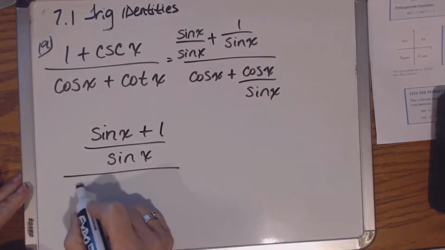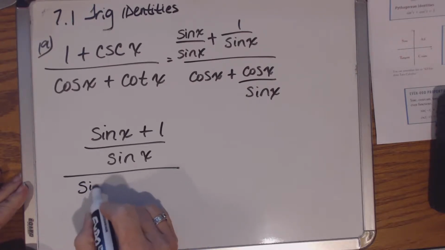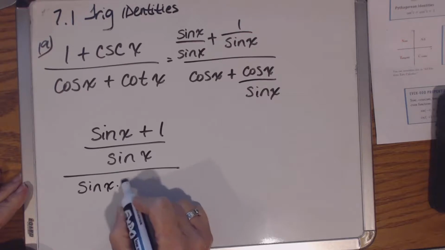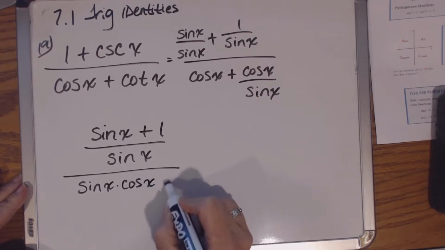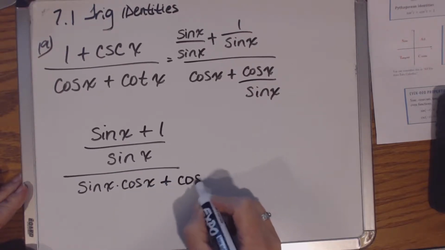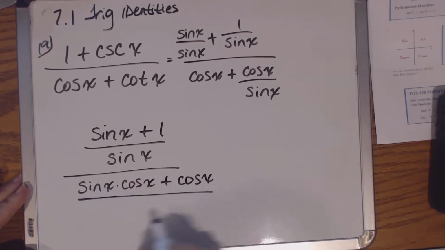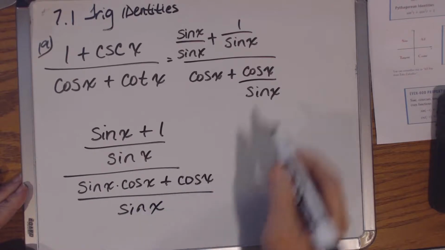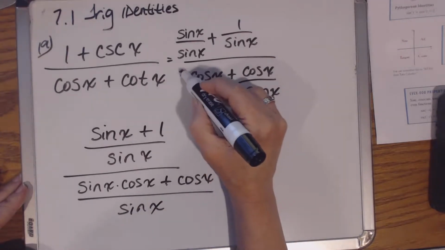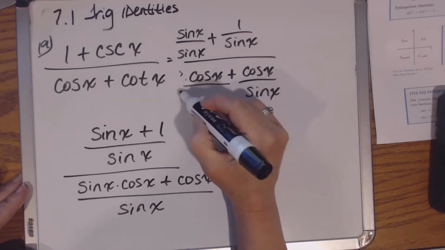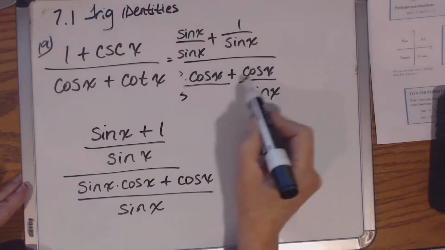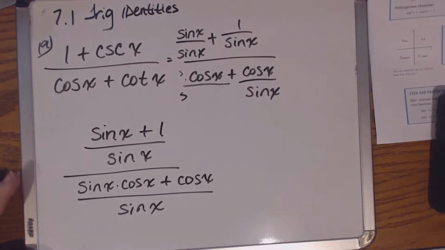So what I end up with down here is sine of x times the cosine of x plus the cosine of x over sine of x. Okay, that's when I multiply this by sine of x over sine of x. That's how I can get everything in the top and the bottom.